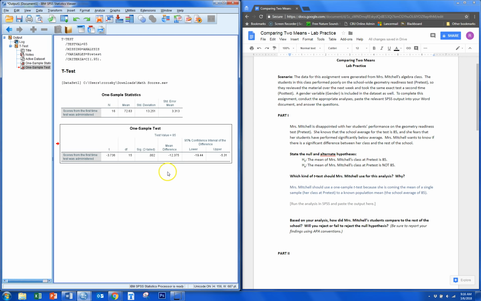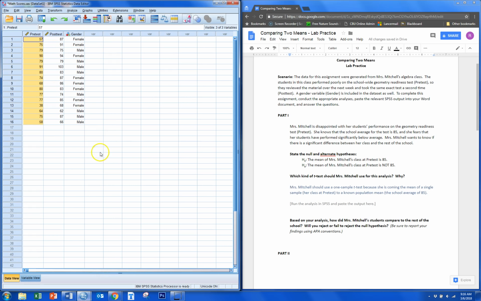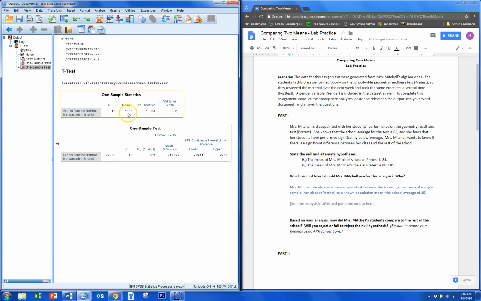Your output consists of two different tables. The first one is one sample statistics. This tells us that the n, or the sample size for this variable, is 16, which makes sense. The mean is 72.63, so we had not yet calculated that. So that's the mean of these numbers right here, 72.63. The standard deviation is 13.251, and the standard error of the mean is 3.313. Now down here are the results from the t-test. So this is just descriptive statistics up here.